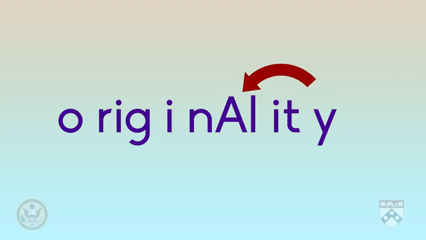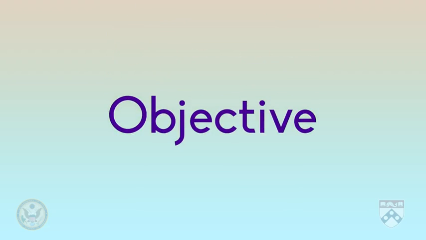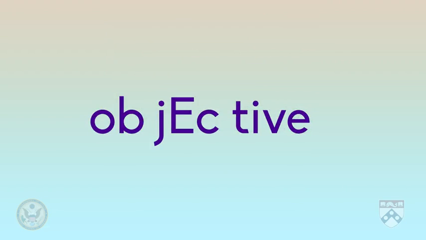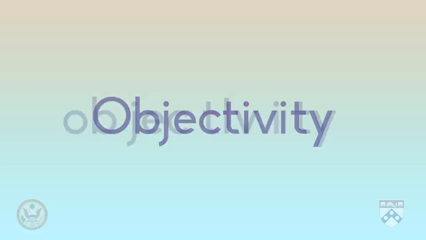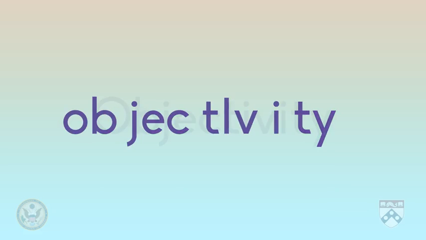Let's look at one final example. Let's take the word objective. How many syllables does this word have? Objective. 3. Can you hear which syllable is stressed? Objective. It's the second syllable. Now let's change the word form using word ending ity. How many syllables does the word objectivity have? Objectivity. 5. Which syllable has the stress? Objectivity. It's the third syllable.